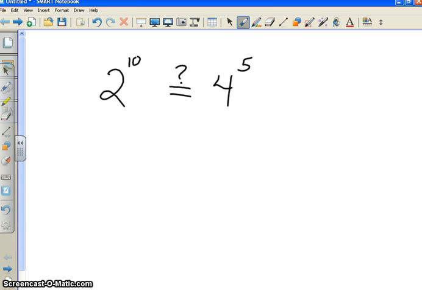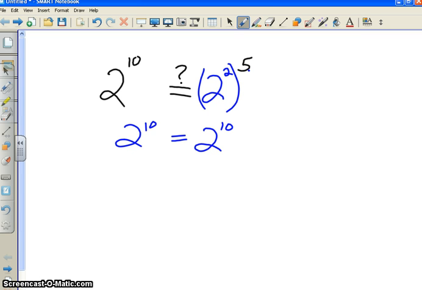So I recognize that 4 is the same thing as 2 squared. So I'm going to substitute in 2 squared in for 4. So 2 squared is the same thing as 4. I haven't changed the value of anything. I've just changed how it looks. And now notice, when I have an exponent raised to an exponent, I multiply them together, and most definitely 2 to the 10th is the same thing as 2 to the 10th.